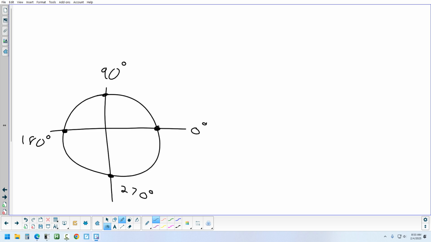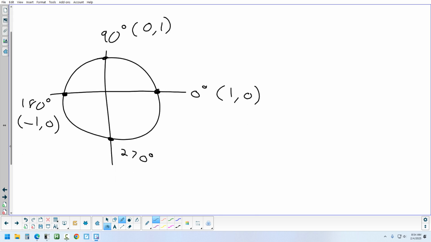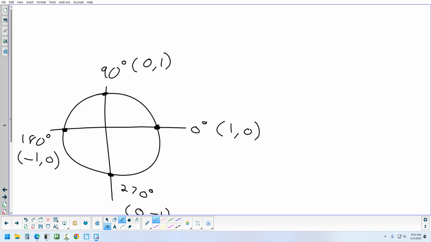Okay. What's the coordinate for 0? 1, 0. That's 1, 0. And 90? 0, 1. That's the coordinate for 90, straight up. How about 180? Negative 1, 0. And 270? 0, negative 1. Okay. So those are what we call the quadrantal angles. Today we're going to look at 3 other coordinates.